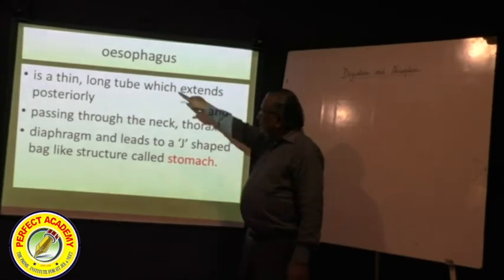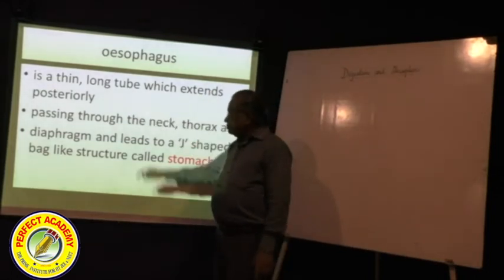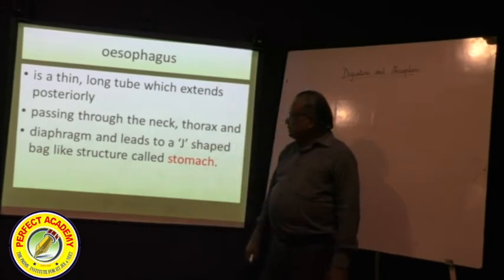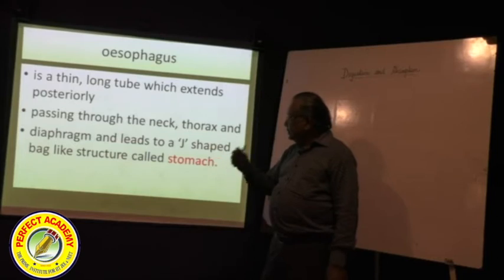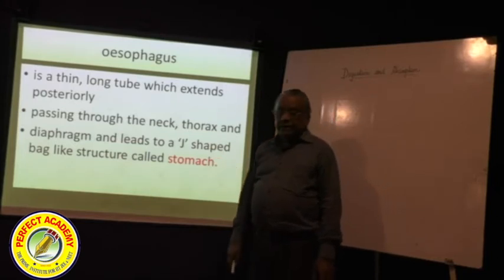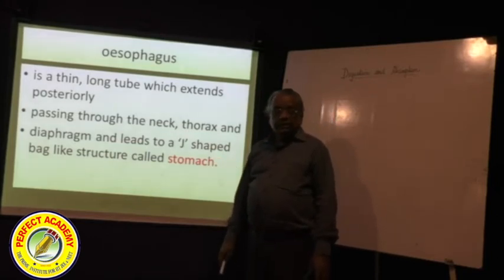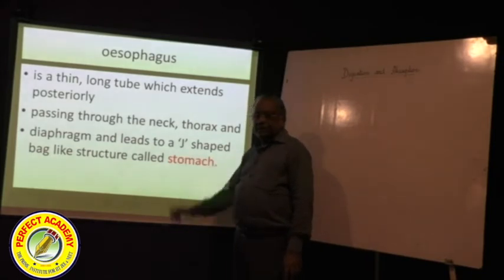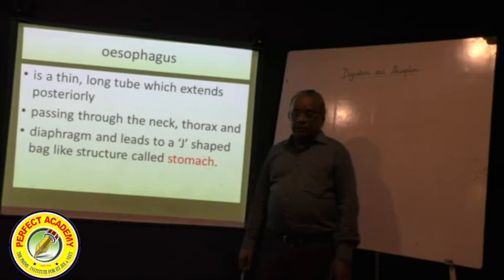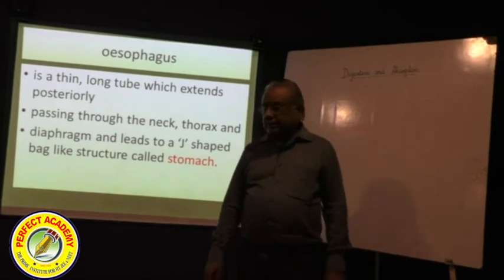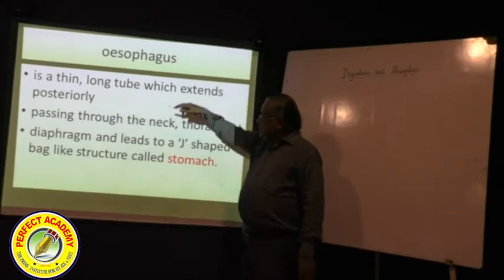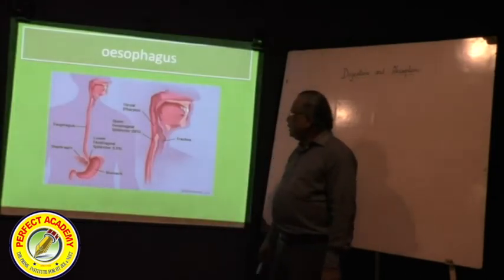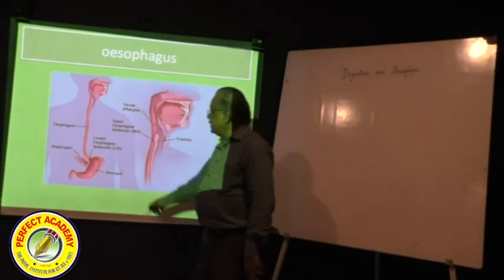It runs posteriorly, passing through the neck and thorax region as well as the diaphragm, and finally it reaches the stomach region. The stomach is a J-shaped structure. In our English alphabet, the J shape is the stomach region. So the esophagus ends in the stomach. Next.